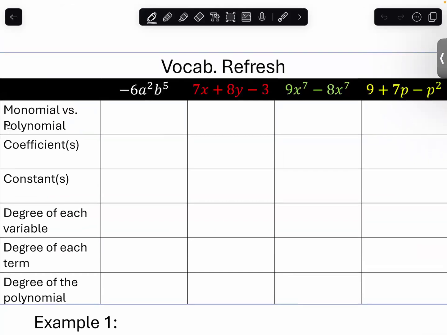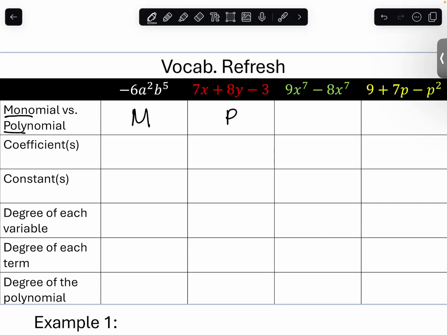So, monomial versus polynomial. The prefix mono in monomial literally means one, versus poly, which means many or multiple. So this first term here, negative 6a squared b to the fifth, is one term. We have multiple things being multiplied together, but there are not multiple terms being added and subtracted. So we would call this a monomial, versus our red expression right there, which has some addition and subtraction going on of multiple terms. I can't combine them into a single term. So that would be considered a polynomial.